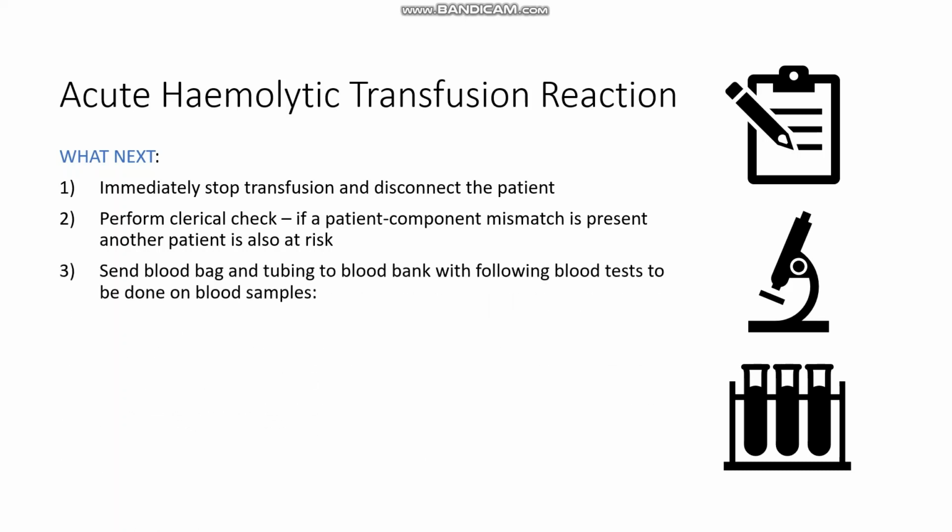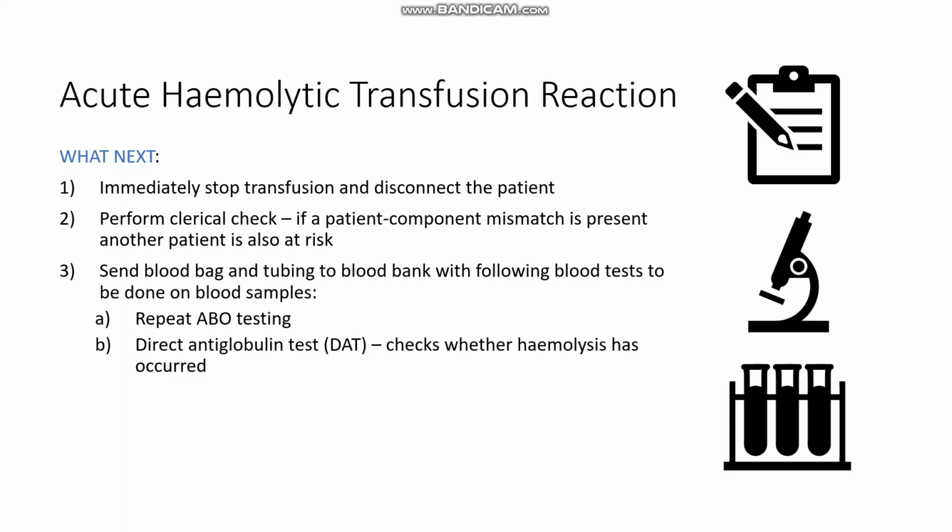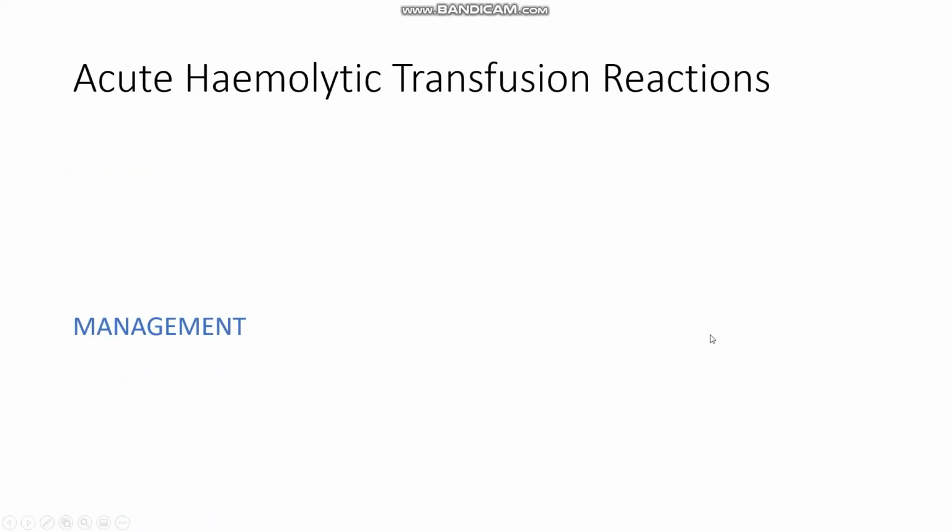You should send the blood bag and tubing to the blood bank with the tests to be done on the samples. Tests include repeat ABO testing, direct antiglobulin test, also known as the DAT or Coombs test. This checks whether hemolysis has occurred. You should visually inspect the plasma, check serum haptoglobin and serum creatinine. All of these check for hemoglobin in the blood, and the serum creatinine checks if you're progressing into renal impairment. You should also obtain urine samples, which also check for hemoglobin.